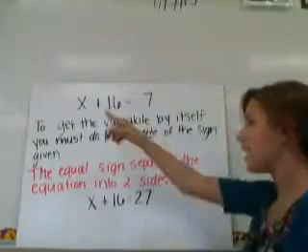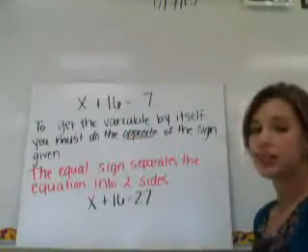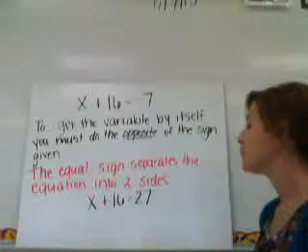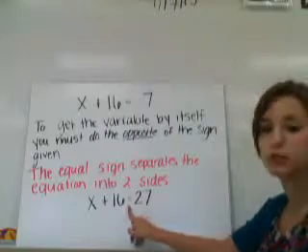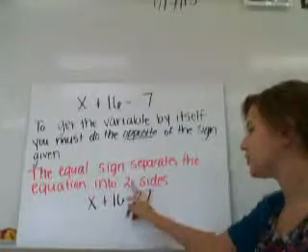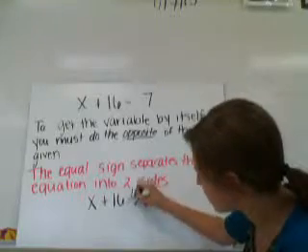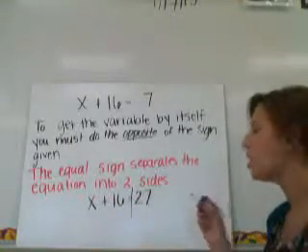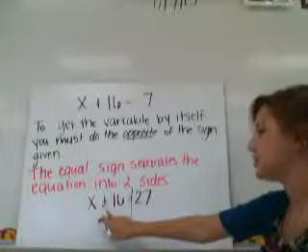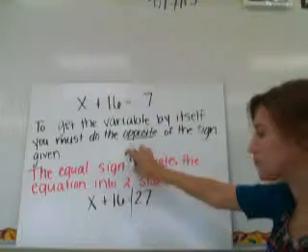Okay, here I have x plus 16 equals 27. To get the variable by itself, you must do the opposite of the sign given. The equal sign is what separates our equation into two equal sides. So you can think of this as one side and then the other side. We have an addition sign and we're told to do the opposite. So the opposite of addition is subtraction.